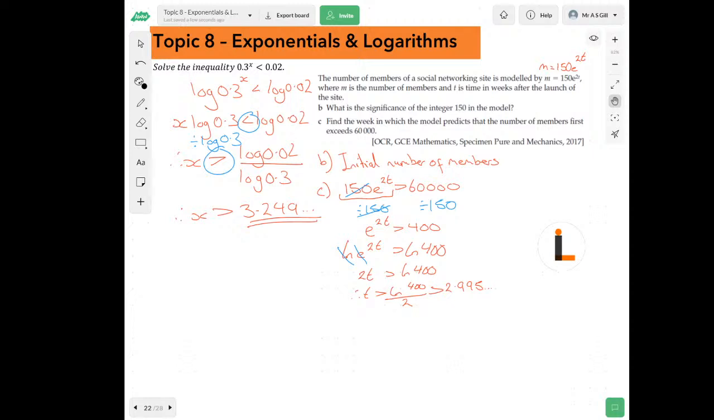So even though this is 2.995 and it will round up to 3, the actual week in which it exceeds it is week 2, right at the end of week 2.